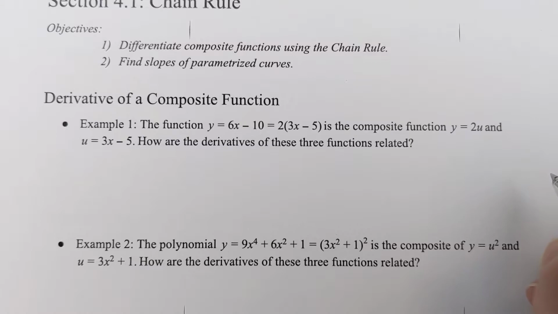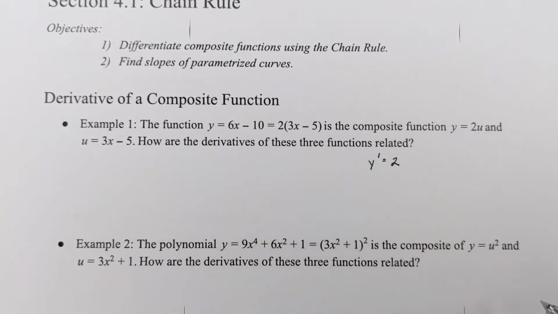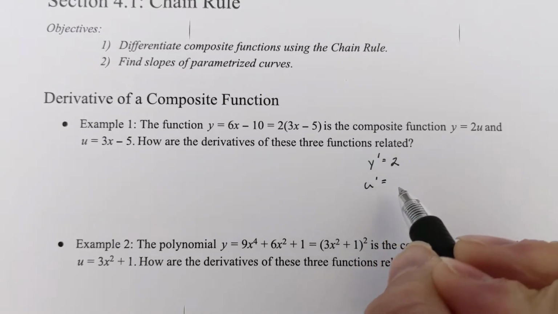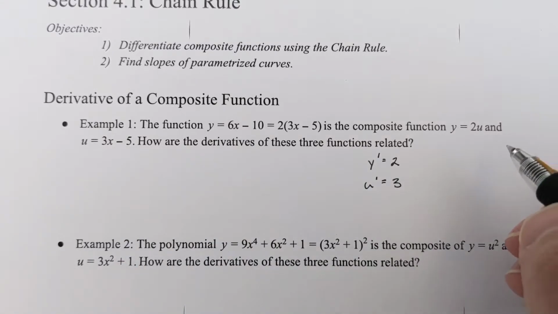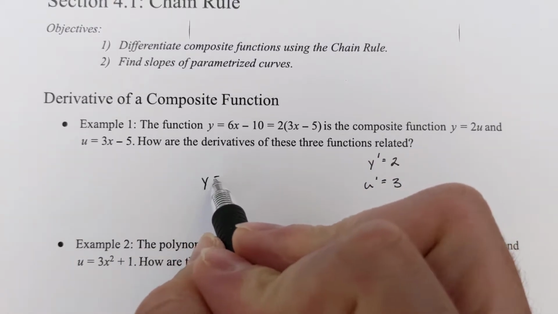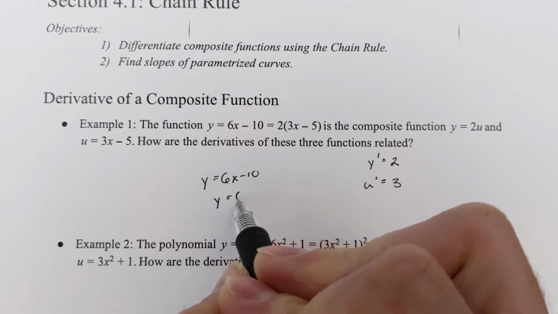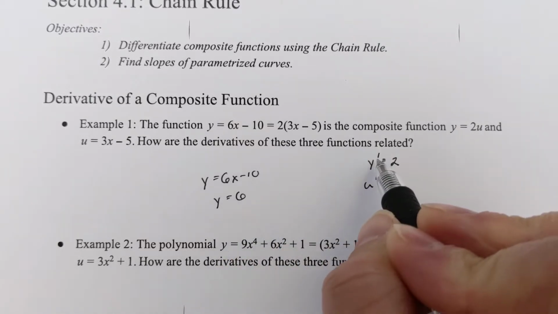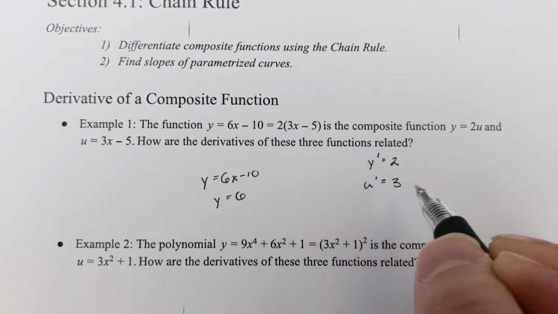So let's see here. Well, y prime is equal to 2, the derivative of that. u prime is equal to 3, derivative of that. And the original equation, y equals 6x minus 10, its derivative is 6. And if you notice, the derivative here is equal to these two derivatives being multiplied together. So it's the product of the two derivatives.